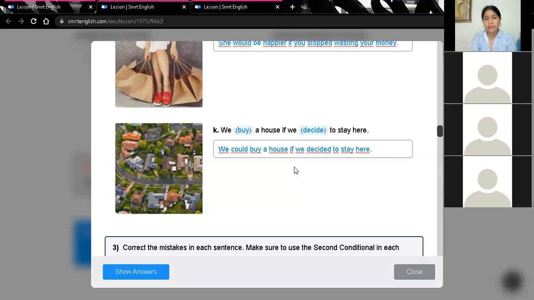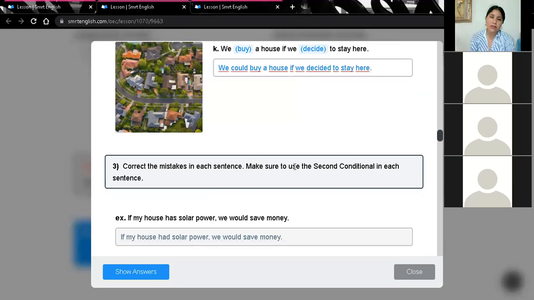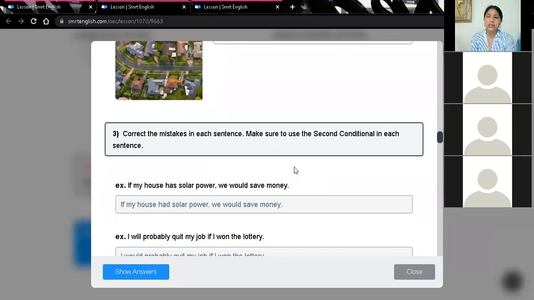Okay. So let's go to the third part, and the third part says, correct the mistake in each sentence. Make sure to use the second conditional in each sentence. So it means that we're gonna use the second conditional, and the second conditional is the one that is with the past tense and would or could in present.